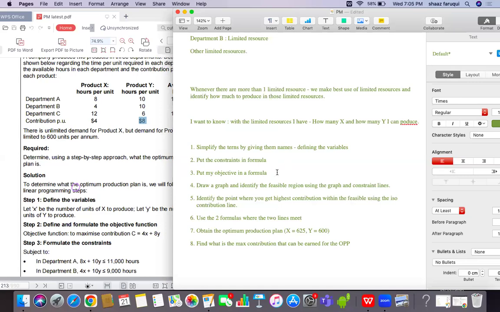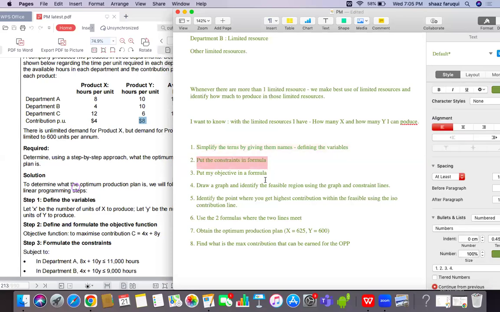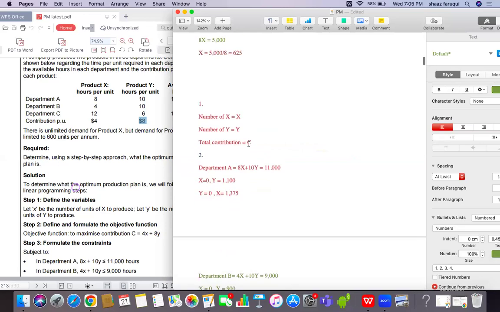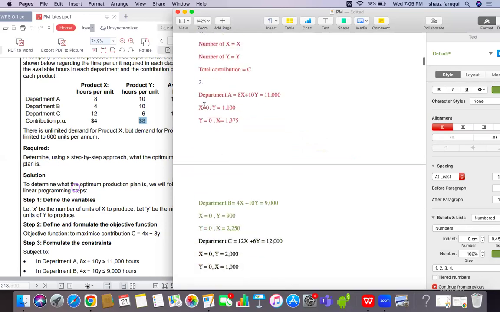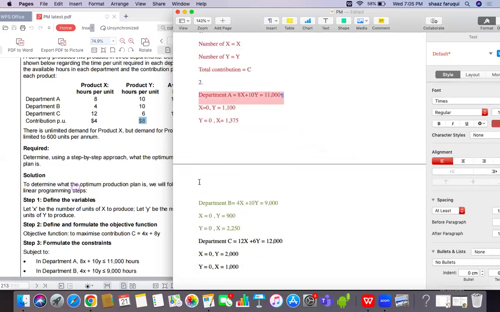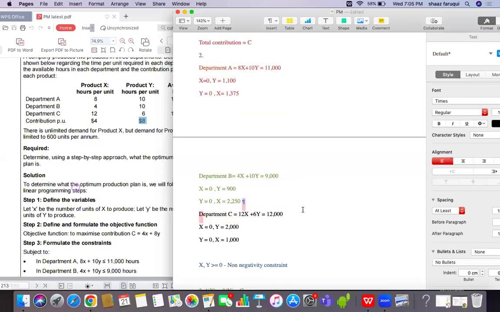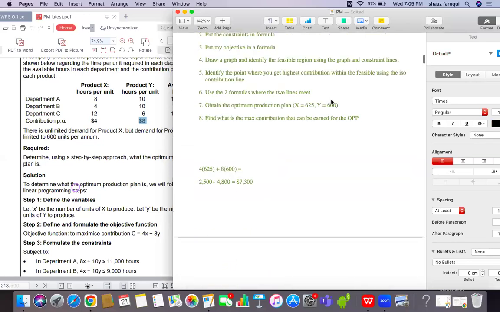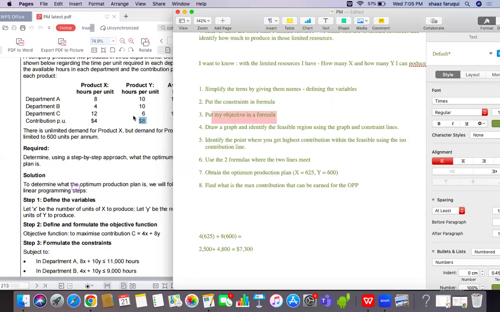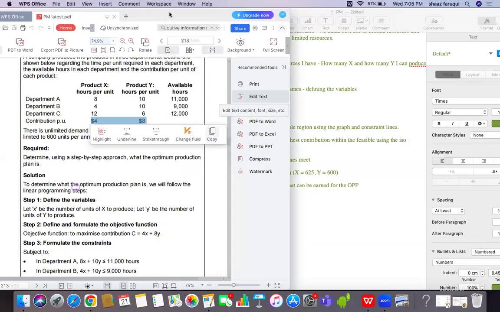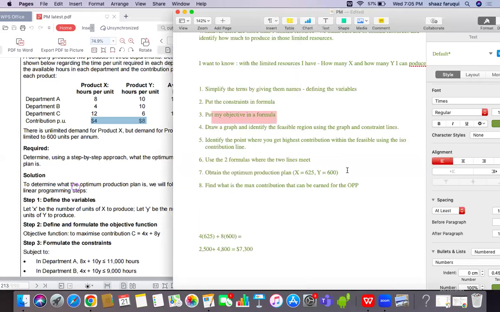If you've understood each of these 8 steps: first step, simplify the terms, give them names. Instead of saying number of x's, say x. Instead of saying number of y's, say y. Instead of saying total contribution, say C. Put the constraints in the formula. I put all my constraints in the formula, see this? Department A, Department B, Department C. I also put my objective in the formula. My objective is the contribution, 4x plus 8y is equal to C.